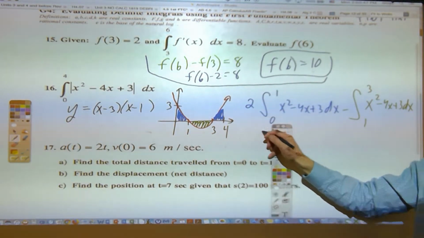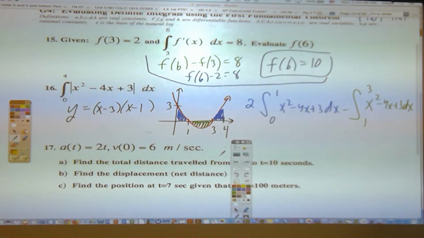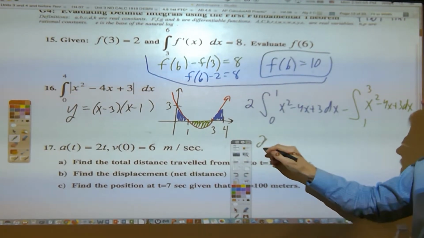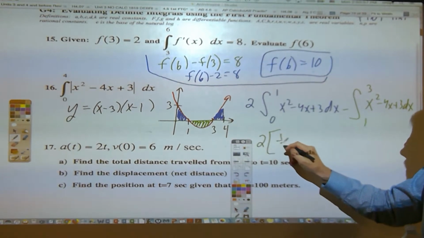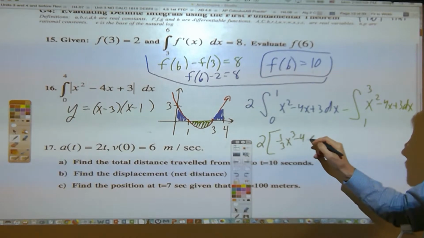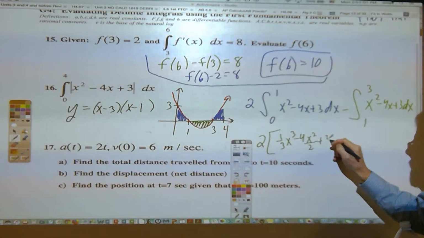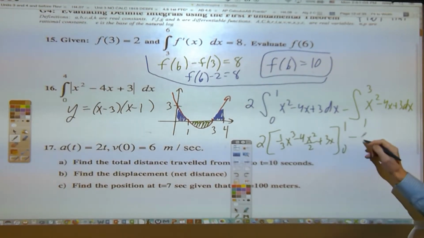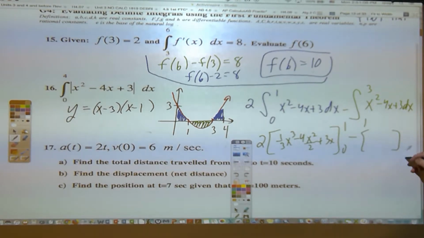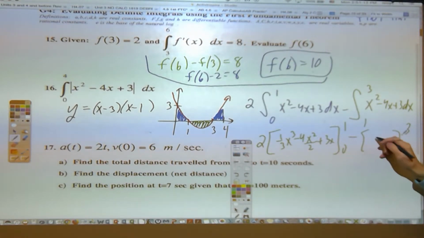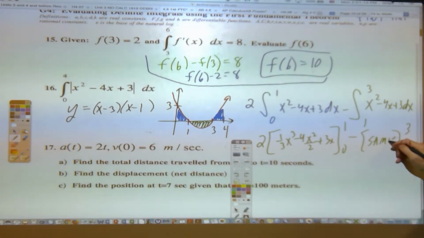Of course, from here it's pretty straightforward. I think I've done the hardest part of the problem. The hardest part is to get rid of the absolute values. Then from here, I'm not actually going to finish the problem. I mean, it is 1/3 x cubed minus 4x squared over 2 plus 3x evaluated from 0 to 1. And then same thing evaluated from 1 to 3. I mean, just apply the evaluation term from there. But I'm going to write the word same. But the hard part is shedding the absolute values.